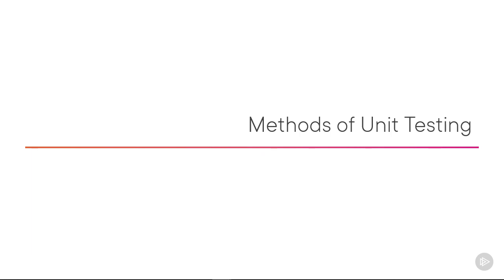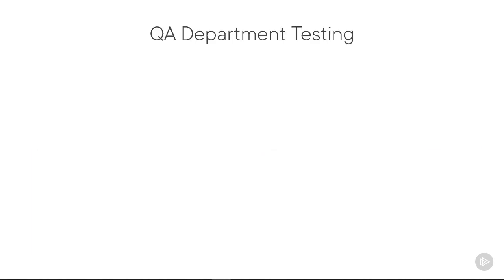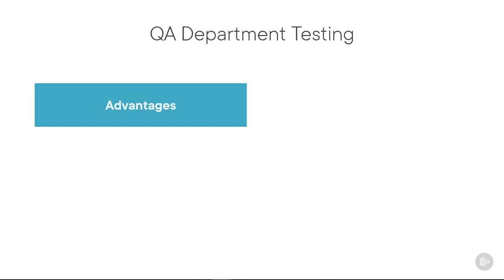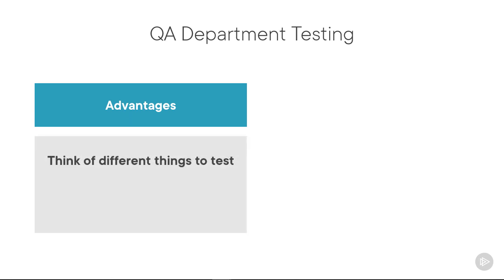Now, there are a few different methods of unit testing. For example, some of you may have a QA department that does the testing for you, and there are some advantages and disadvantages to having a QA department. The advantages are they can think of different things to test that maybe the developer doesn't think of.